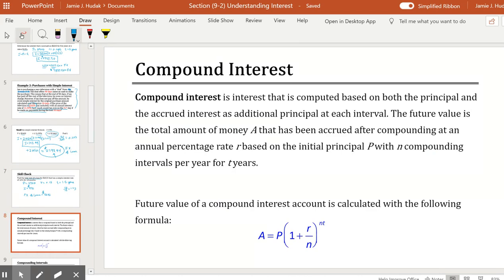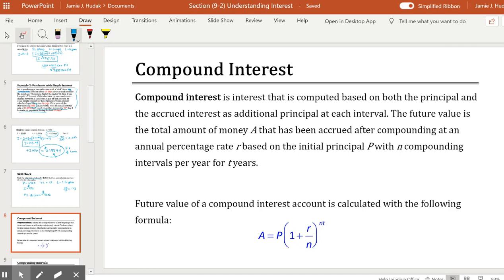Compound interest is the interest that is computed based on both the principal and the accrued interest, earning interest basically. So the accrued interest for each term would become part of the principal, and then that would earn interest. And then that would become part of the principal, and that would earn interest.